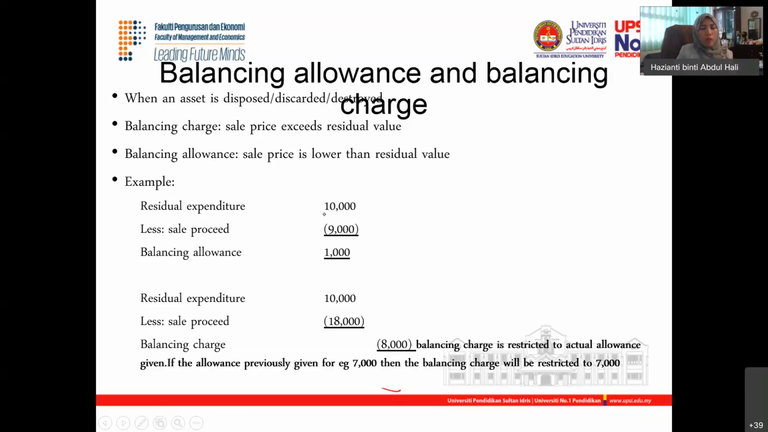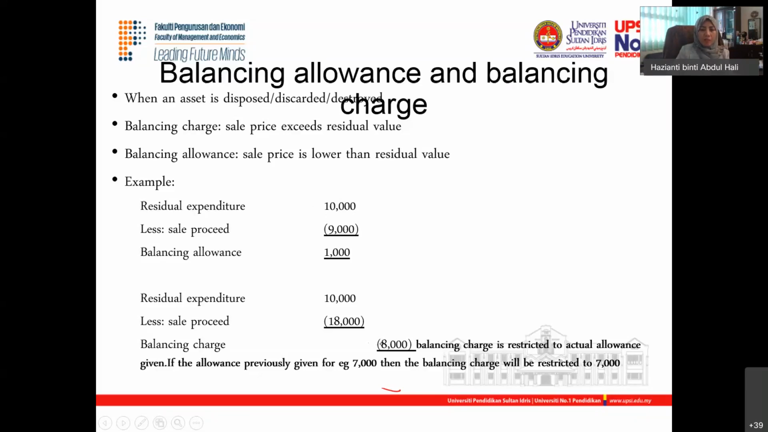Now, when we want to dispose or discard certain assets, we need to know what is the residual expenditure and also sales proceed. Katakanlah baki dia 10,000, jual pada harga 9,000. Rugi kan? So rugi, kita ada balancing allowance. Or baki dia 10,000, jual pada harga 18,000. Okay, dapat balancing charge of 8,000.